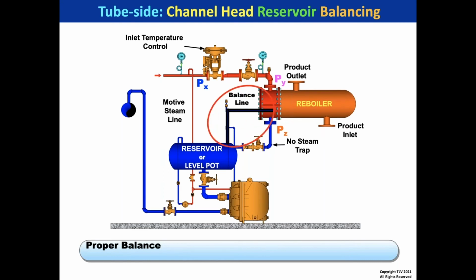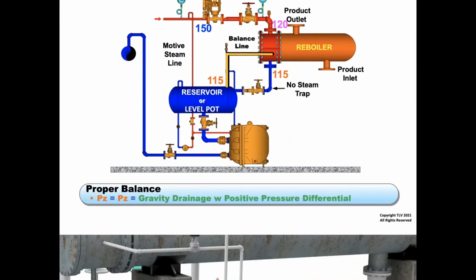So here we have a channel head tap. That P sub Z pressure is going to go over to the level pot or the reservoir. Now they're exactly the same pressures. The level pot and the pump trap have just become the lower extremities of the reboiler. You get beautiful gravity flow. It's the same pressure, and that gives you the least restriction, only pipe restriction, which basically goes away to nothing. And that's how you get adequate drainage into the level pot or reservoir. It's the best way to do it, by a channel head tapping, gravity drainage with positive pressure differential.